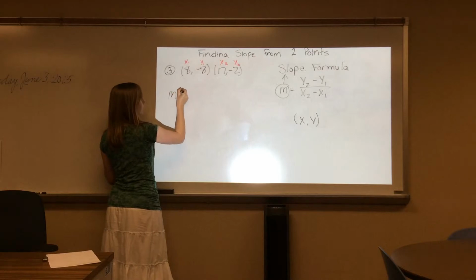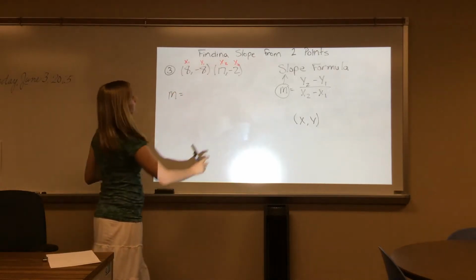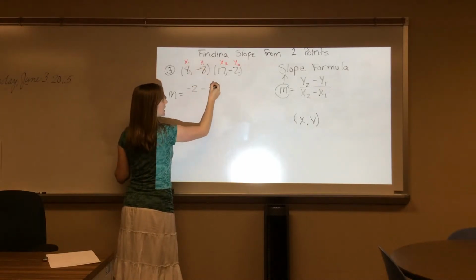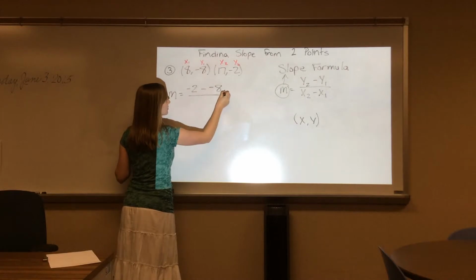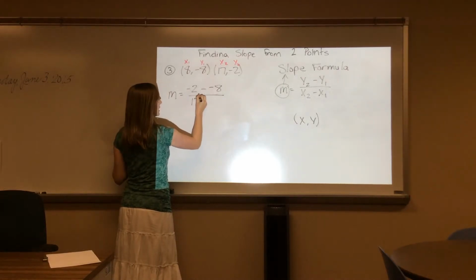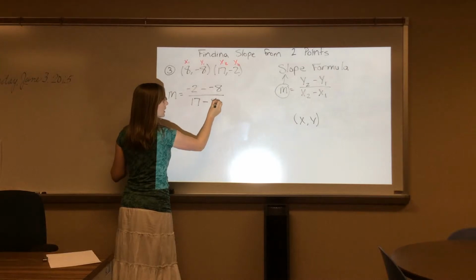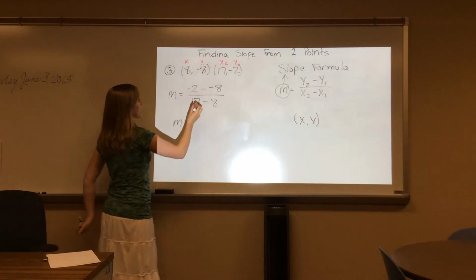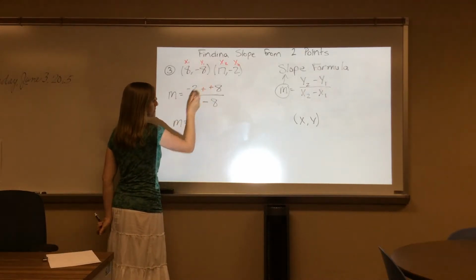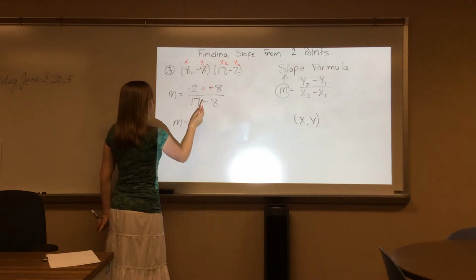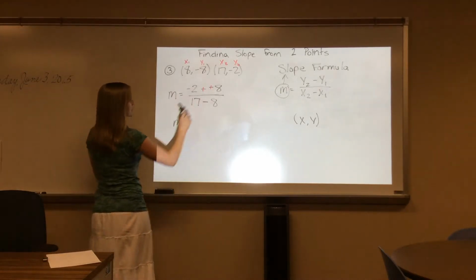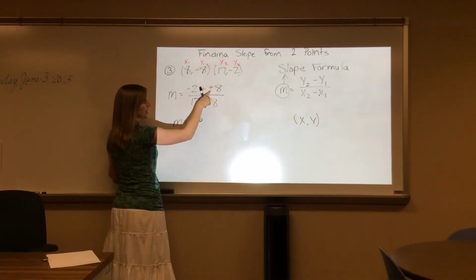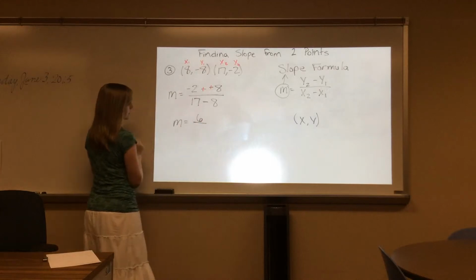M equals, Y2 comes first, which is negative 2, that goes at the top, minus Y1 is negative 8. I need the minus and the negative. X2 is positive 17, minus X1 is 8. So I can go ahead and change my subtraction to adding the opposite, so this becomes plus a positive, never change the first number. So negative 2 plus positive 8, the signs are different, so I'll subtract. 8 minus 2 is 6. The 8 is larger and it is positive, so I'm going to leave it as a positive 6.